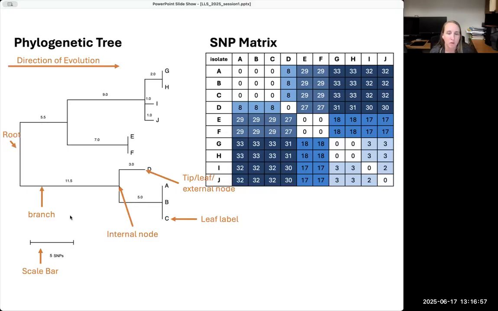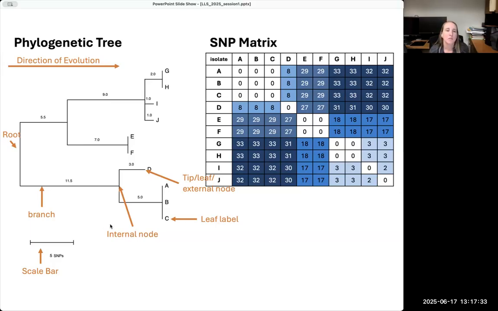So when you're looking at a tree, I just want to point out some things. The root would be where a tree starts. The branches are these horizontal lines throughout the tree. And then there are things called nodes, that's where they meet. So there are internal nodes throughout the tree, and then these leaf tip or external nodes on the ends. And then typically you have leaf labels that correspond to whatever your isolate names are, maybe P and USA numbers, whatever you're looking at.